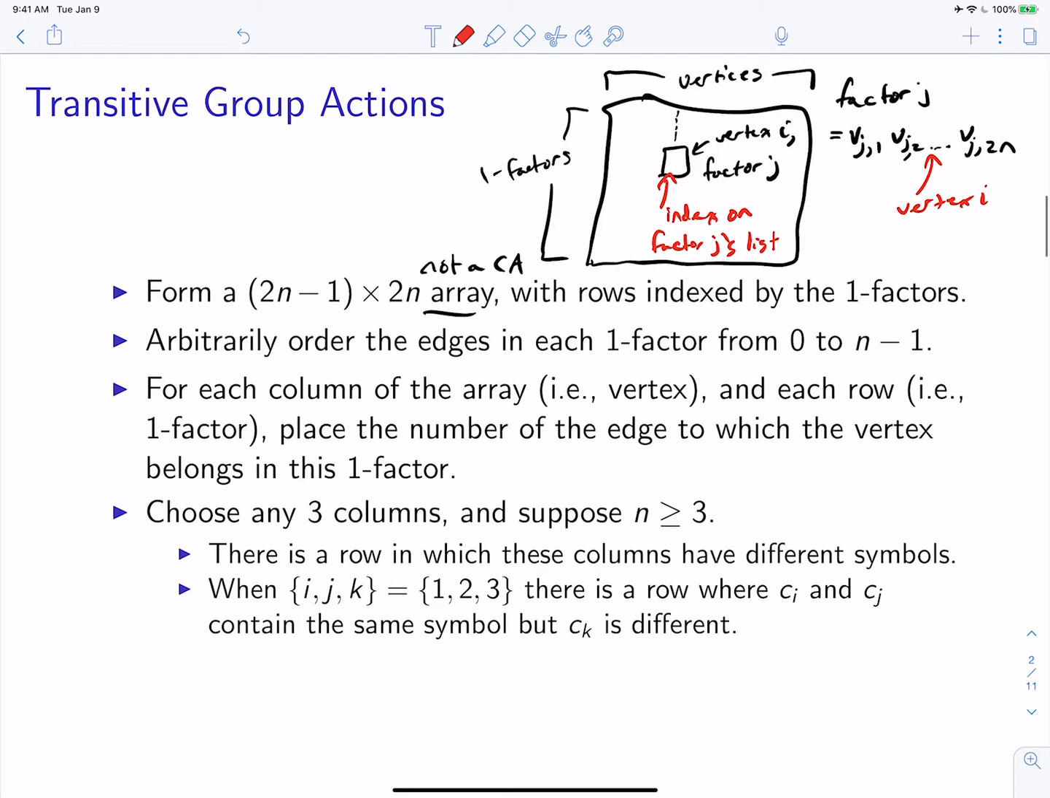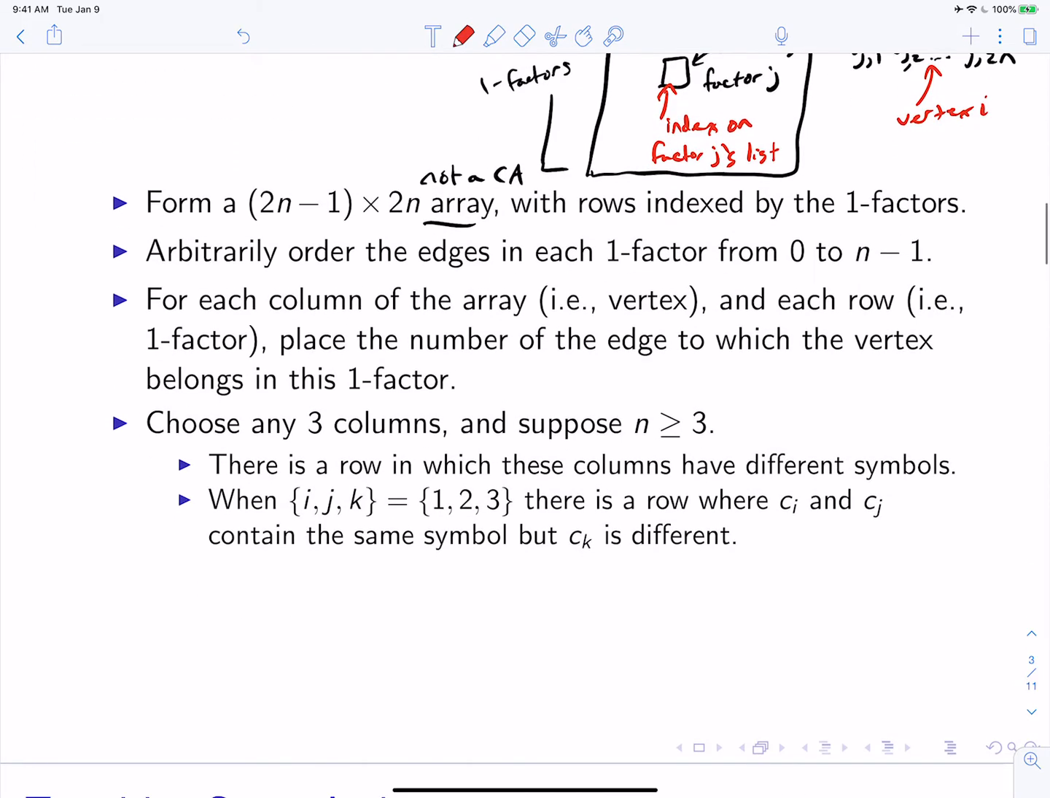So this array has some nice properties that we will exploit when we make a covering array. It is possible to prove that there is a row that has all different symbols.